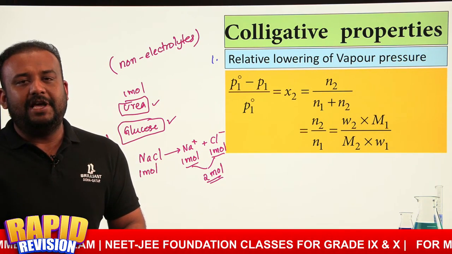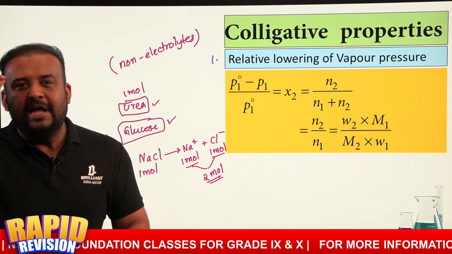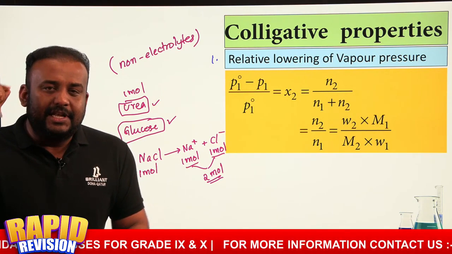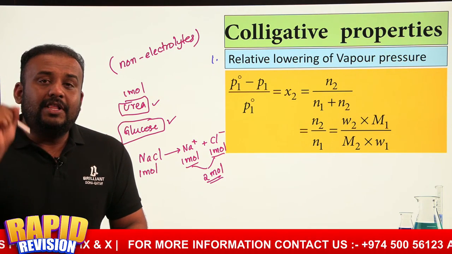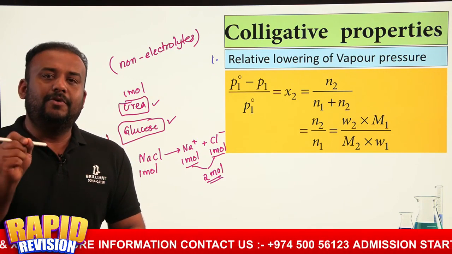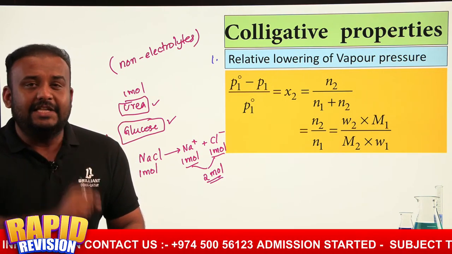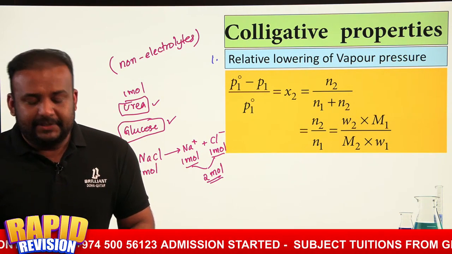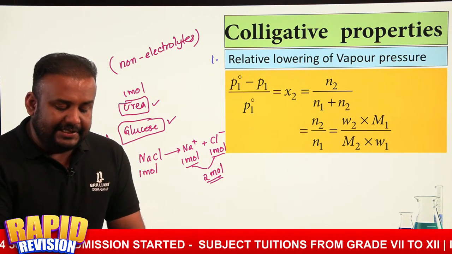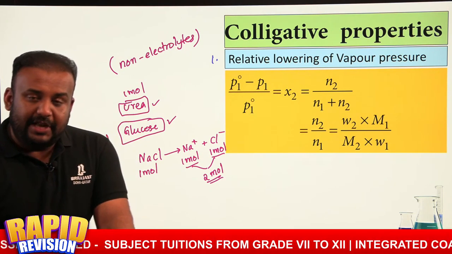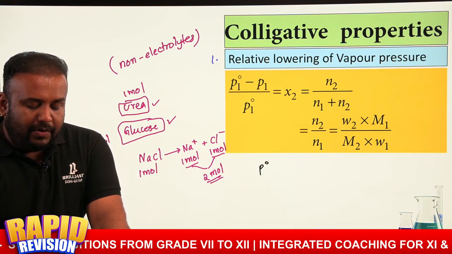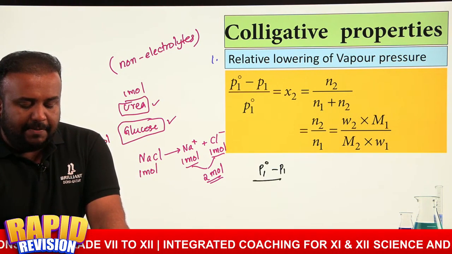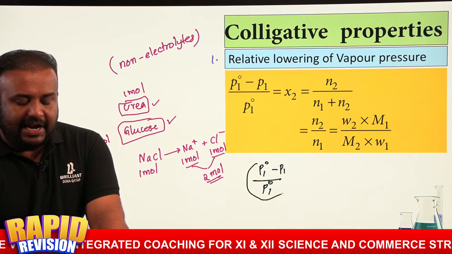So once again, everybody keep it in mind, what is a colligative property? A property that is dependent only on the quantity or the number of moles of the solute, but not on the nature of the solute. So relative lowering of vapor pressure is such a quantity. And remember this formula as well, (P1° − P1)/P1°. This is called relative lowering.